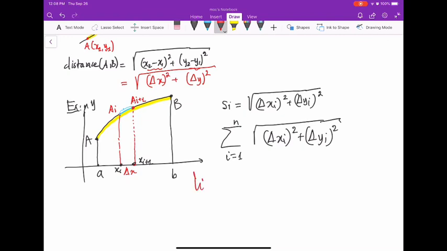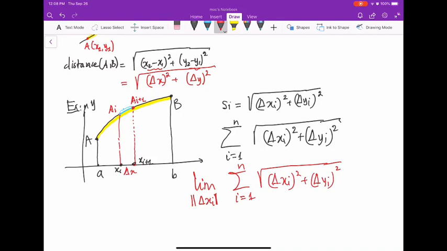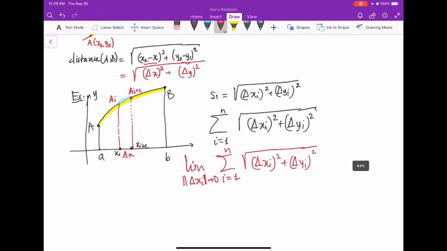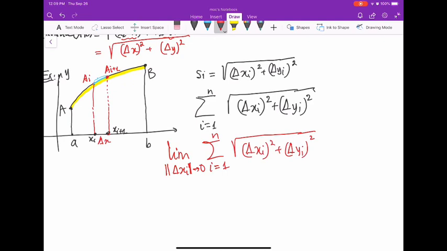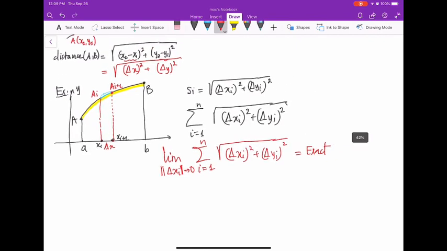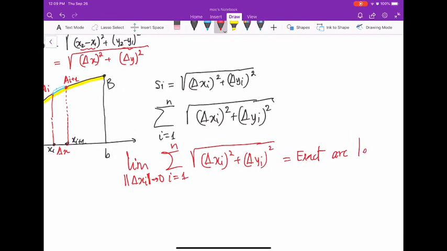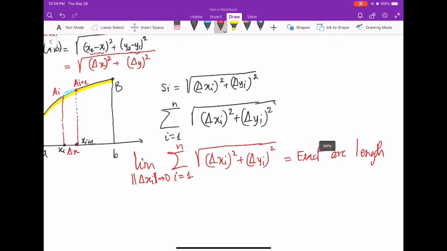I'll write here the limit of the sum of the square root of delta x_i squared plus delta y_i squared, when, usually we use the norm of the partition, the maximum, right? This goes to 0. So in this situation, we will get the exact arc length from A to B. And that is the exact arc length. And this is the definite integral.